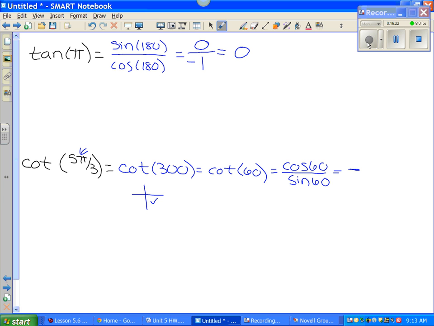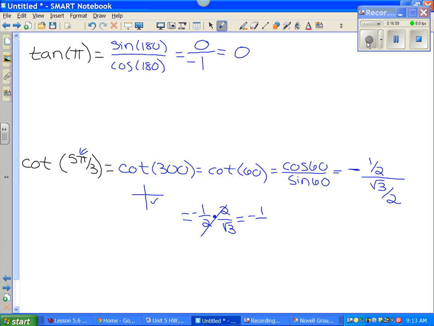All right, cosine at 60 degrees. Cosine is x, 1/2. And sine at 60. What the heck do I do with that, guys? Good. Multiply by the reciprocal of the denominator. Careful, guys. Yep, 2, simplify.